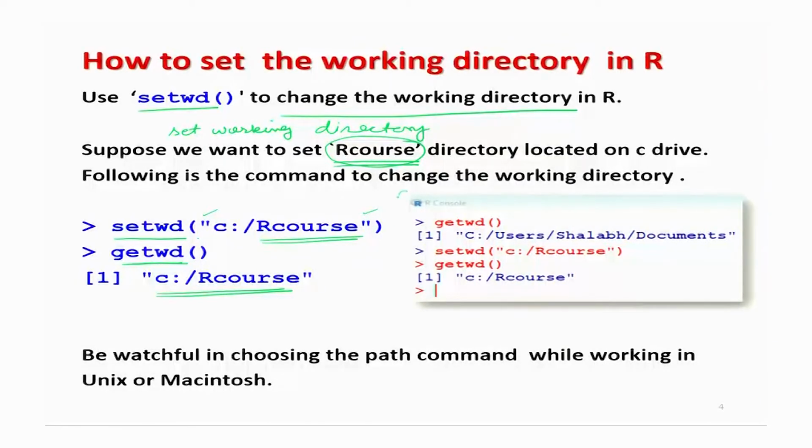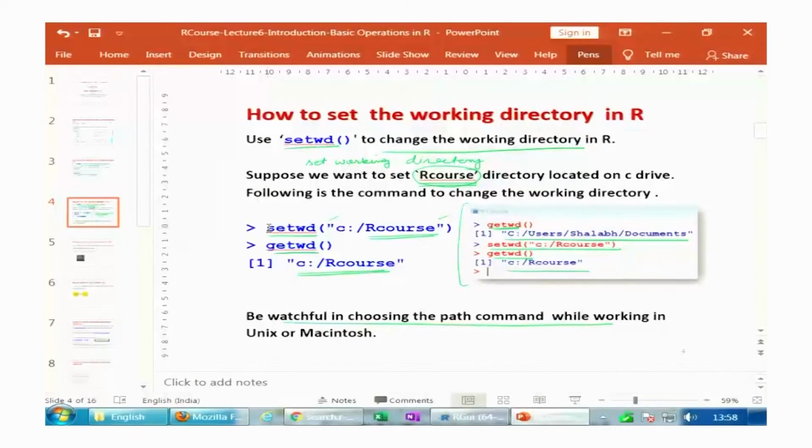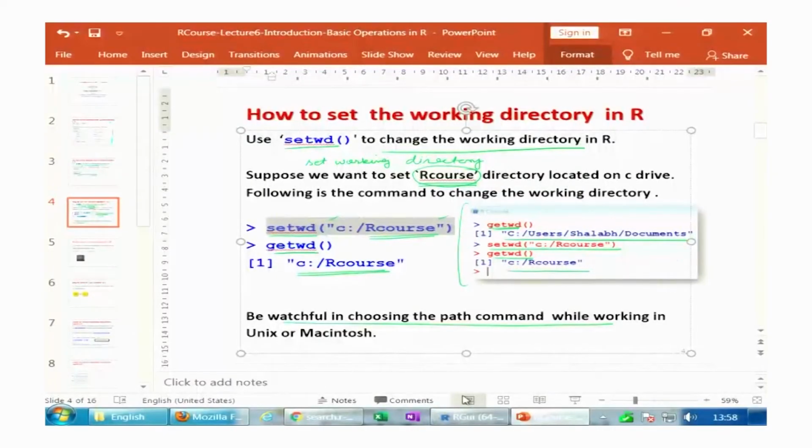So, you can see here the output on the R console goes like this. If I try getwd, it gives me this directory, C:/users/shalab/documents, and after that I change the working directory, and if I try to get the working directory, it shows me C:/R course. So, you have to be watchful when choosing the path command while working in Unix or Macintosh. But before going further, let me try to execute these commands on the R console also.